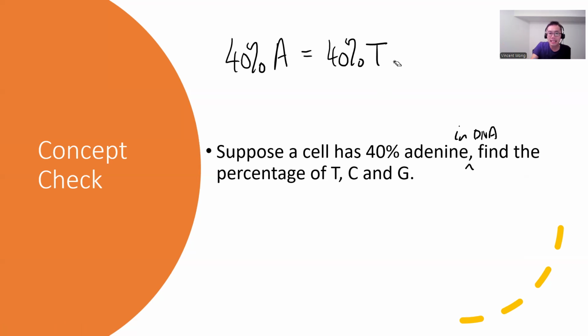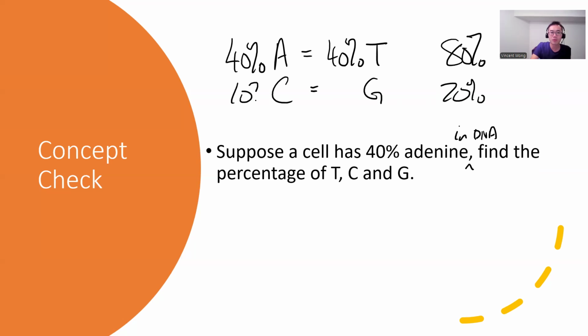If you add these things together, you will get 80%. Now you cannot go beyond 100%, right? So 100 minus 80 gives you 20%. So the 20% is split evenly between the C's and the G's. 20 divided by 2 gives you 10%, 10%. So knowing the percentage of one of the 4 bases will allow you to quickly calculate all of them.